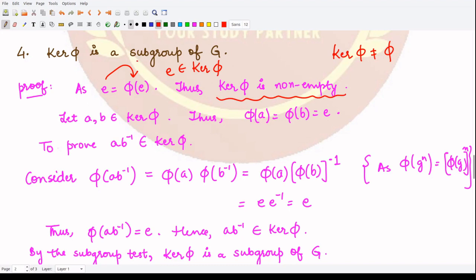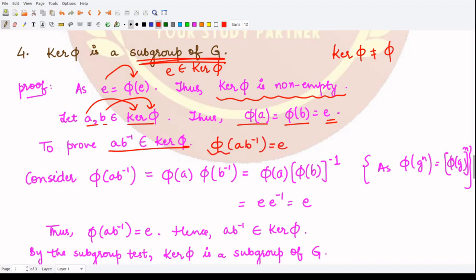Now in order to prove that it is a subgroup of G, we take two elements a and b from this subset kernel phi, and we prove that a b inverse is also present in kernel phi. If a is present in kernel phi and b is present in kernel phi, it means that phi of a is e and phi of b is also equal to e, right? So in order to prove that a b inverse belongs to kernel phi, we want to show that phi of a b inverse is equal to e. So let's start from here. What is phi of a b inverse? Because it is a homomorphism, we have the operation preserving property, so you can separate out the terms phi of a and phi of b inverse, correct?